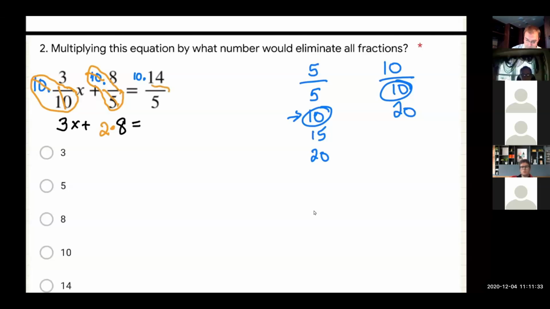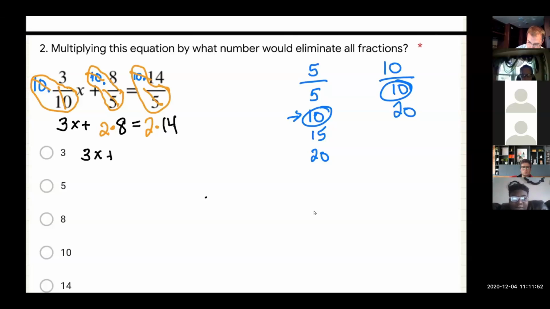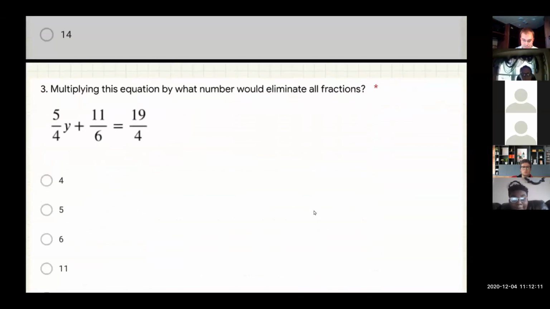And then on the last one, we're doing 10 divided by 5 again, which 10 divided by 5 is the number 2. We're multiplying that times the numerator of 14. And so we didn't have to do any of this actual multiplication for this problem, but the new equation that would have resulted if we did it was 3x plus 16 equals 28. The correct answer, well, we just multiplied everything by, was 10. So for number 2, it was a 10. Any questions there? All right.